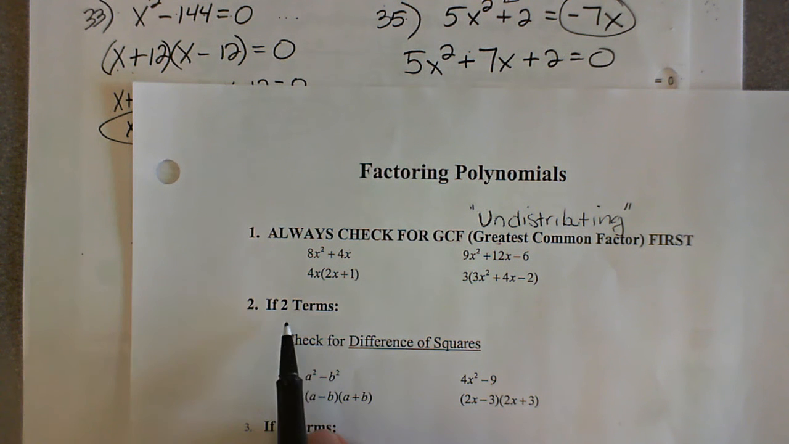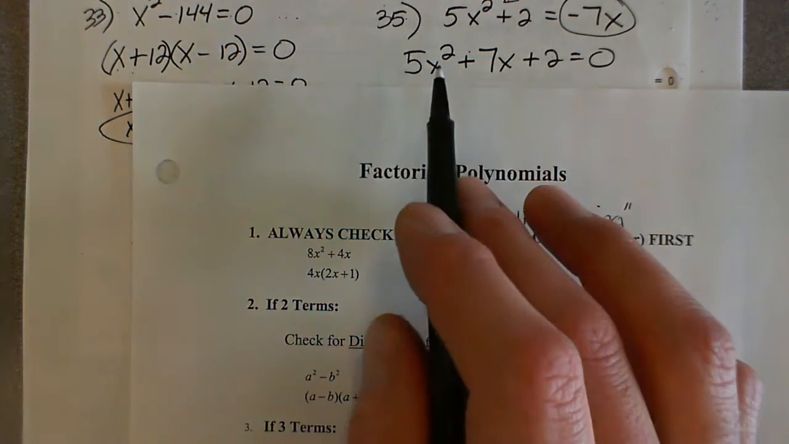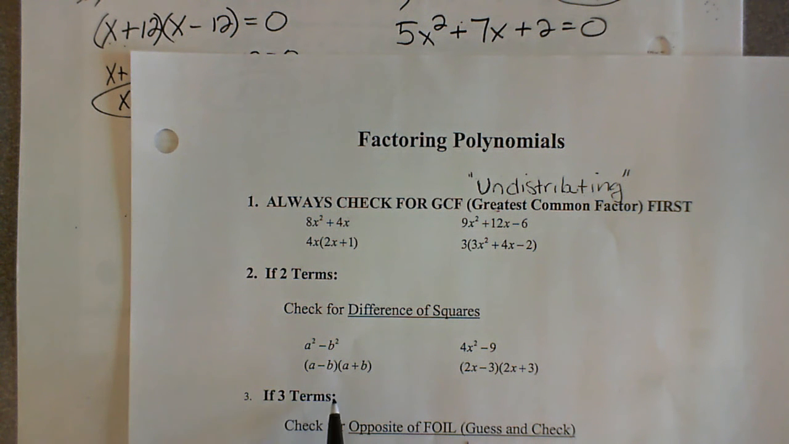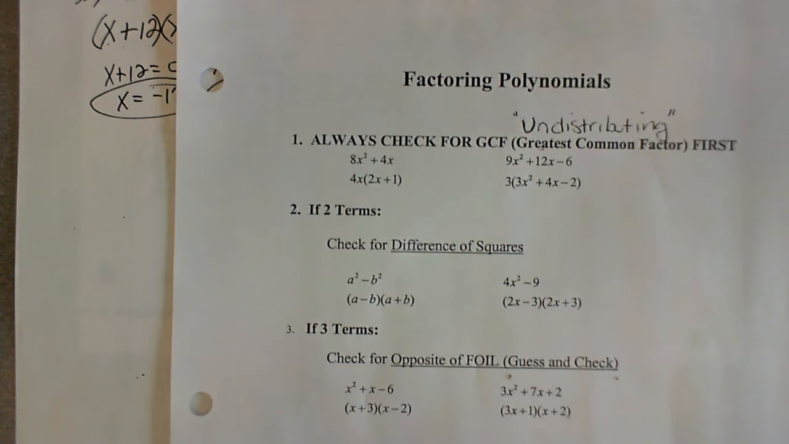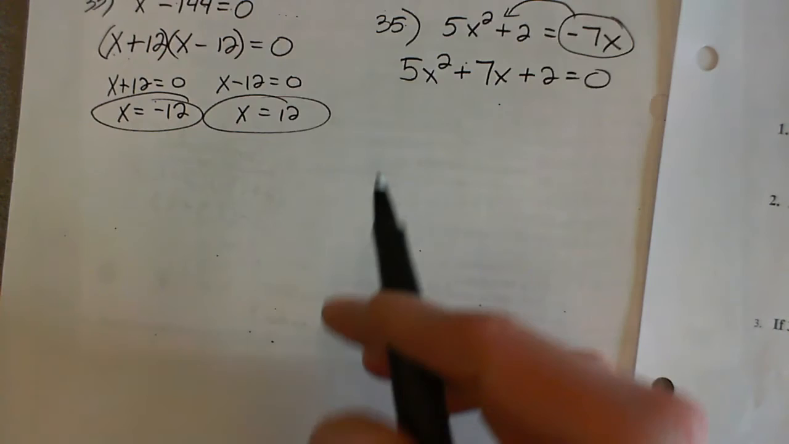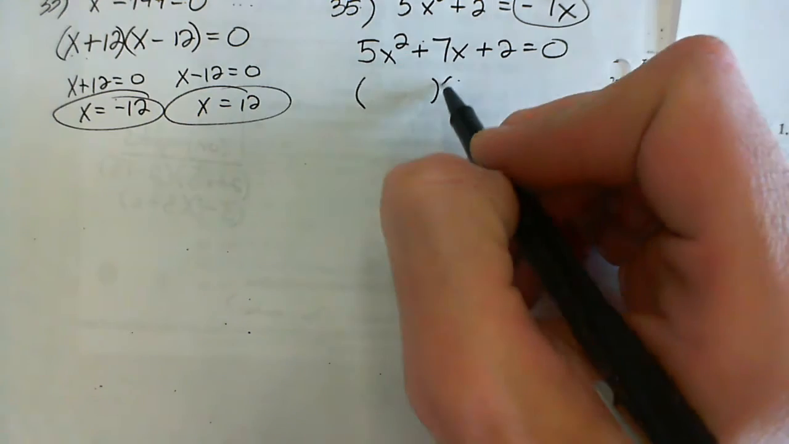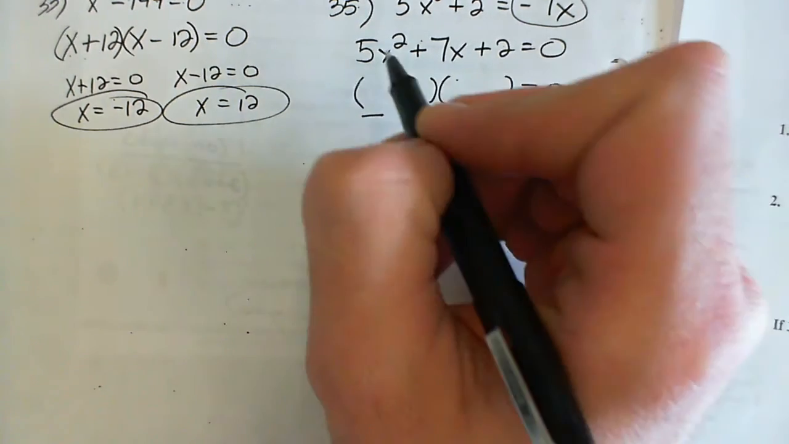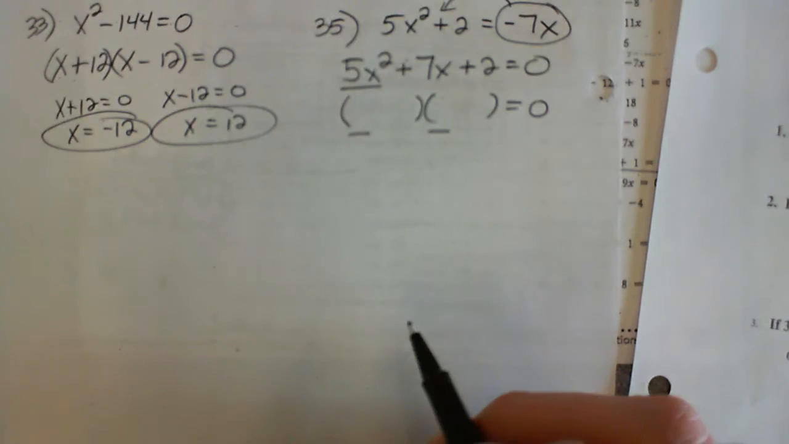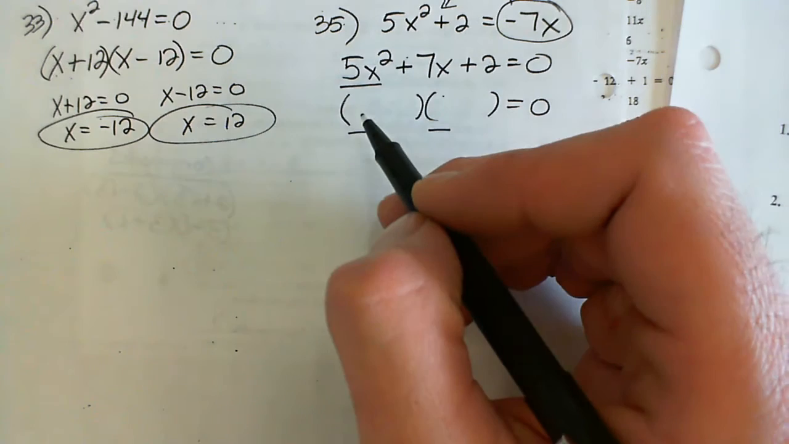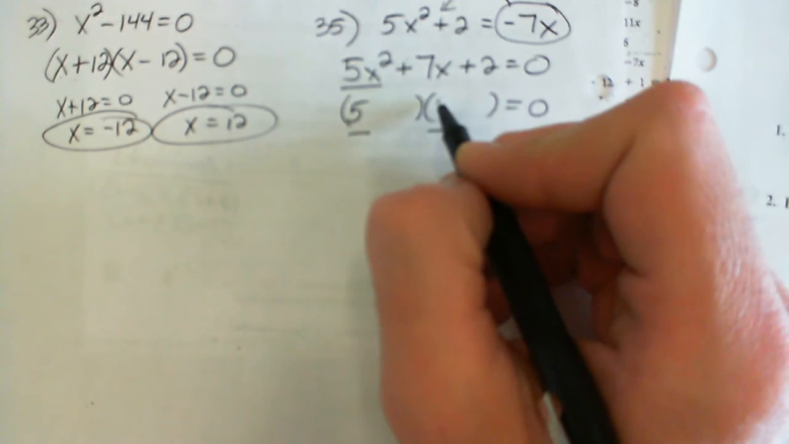So then we look. Do we have 2 terms? No. We've got 3 terms. So we move down. Well, 3 terms, what's 3 terms say? Oh, we're going to do opposite of FOIL or guess or check, which means we're going to have 2 sets of parentheses. So we're going to write our 2 sets of parentheses. Now remember, the first term times the first term's got to get you the first term. Well, what are your options for factors of 5? Not many options. Got to be 5 and a 1. And you need an x in both.